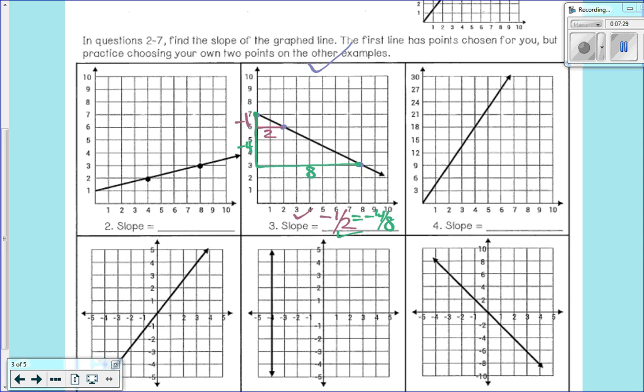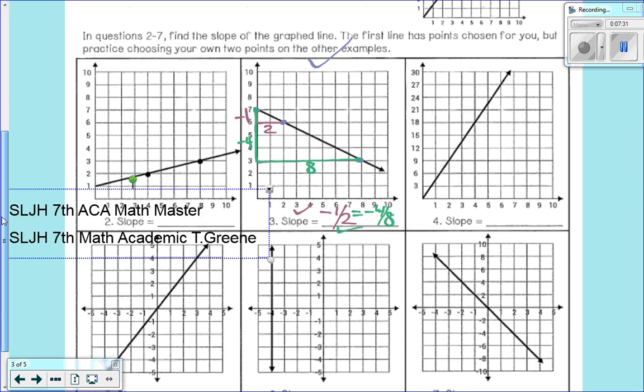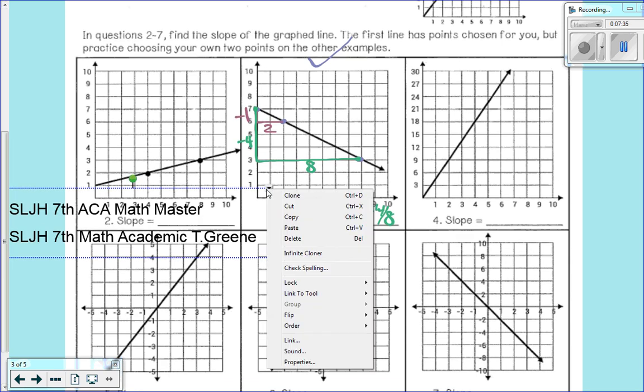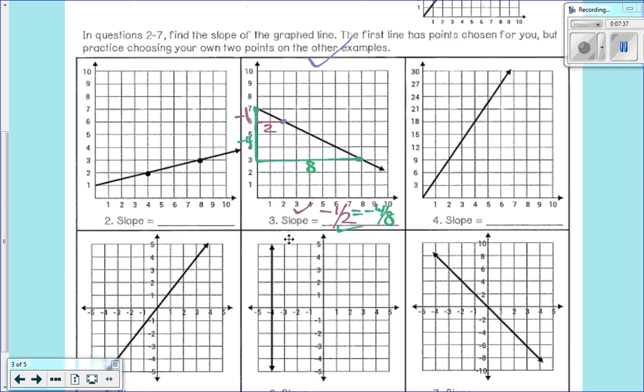With your table, I want you to complete these 5 problems, and then we'll check.